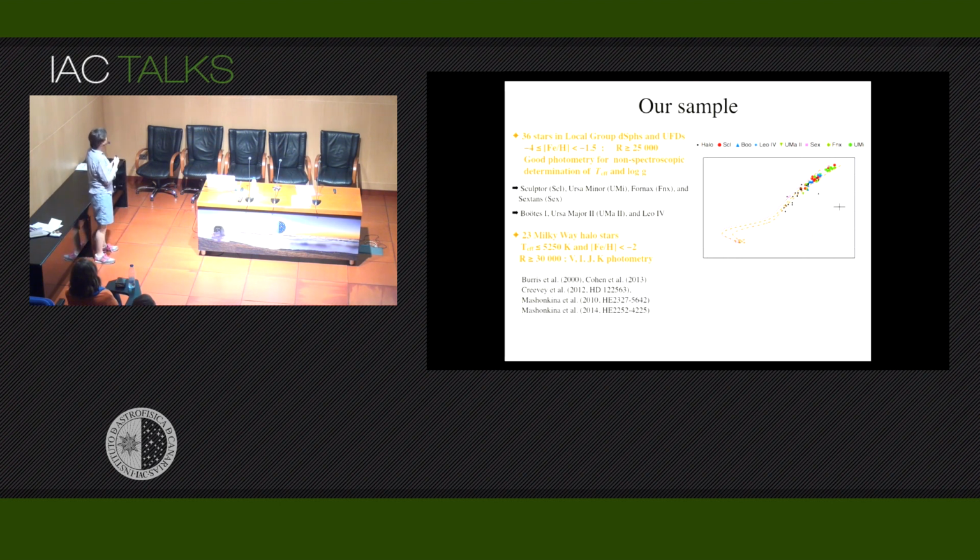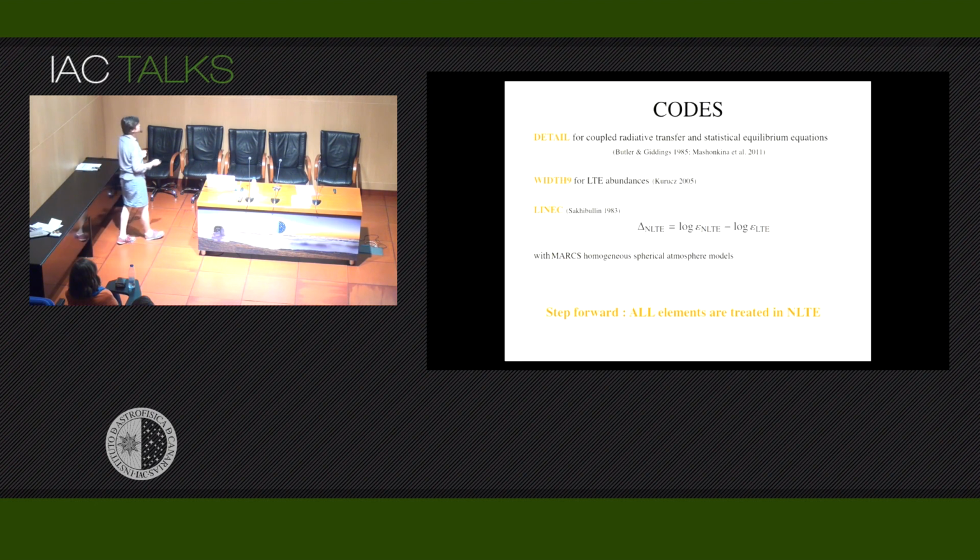And so we have 23 Milky Way halo stars which are metal poor, again with good photometry, and again with high resolution. And these are the papers from which our sample originates.